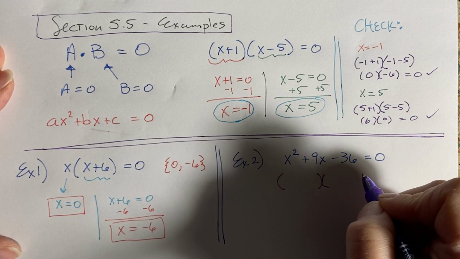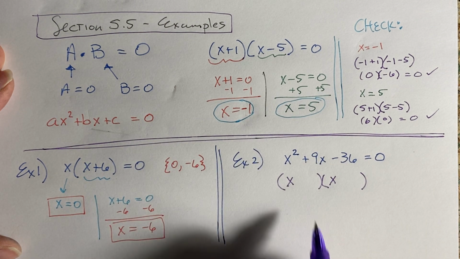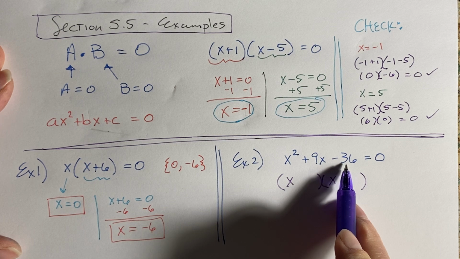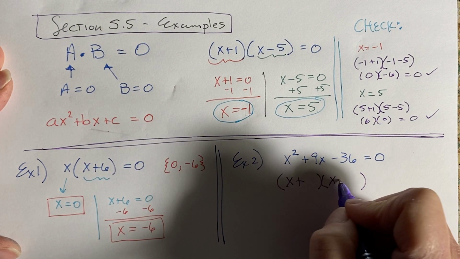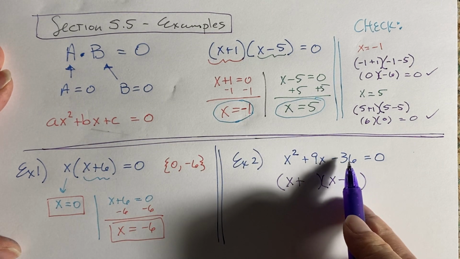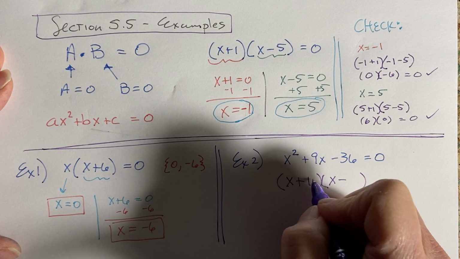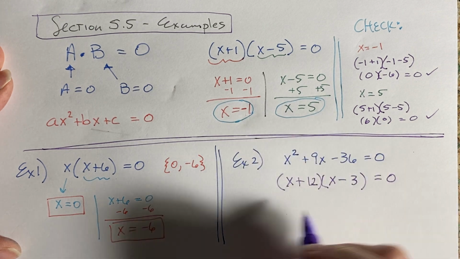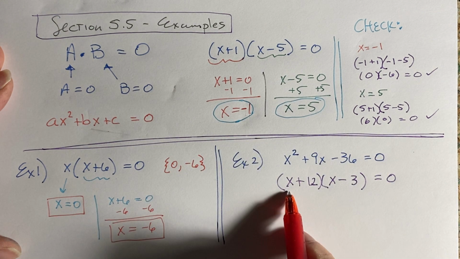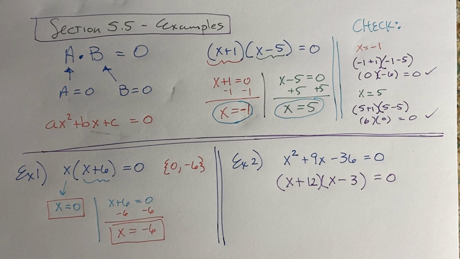So I'm going to set up my two binomials, and I'm going to put x and x. I'm looking for factors of -36 that add up to 9. We know they're opposite signs. And factors of 36, I'm going to take 12 and 3. x plus 12, x minus 3. So now I'm factored. x plus 12 times x minus 3 is going to equal 0.